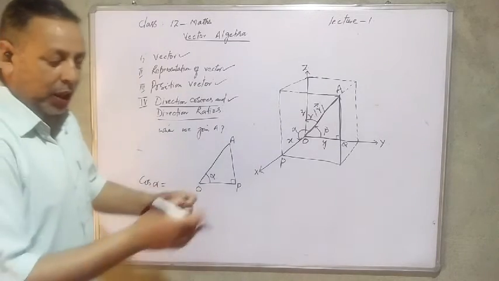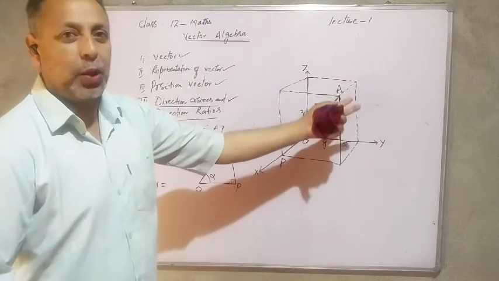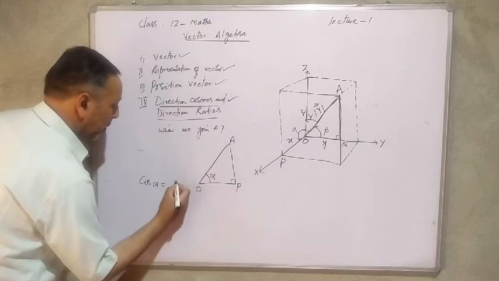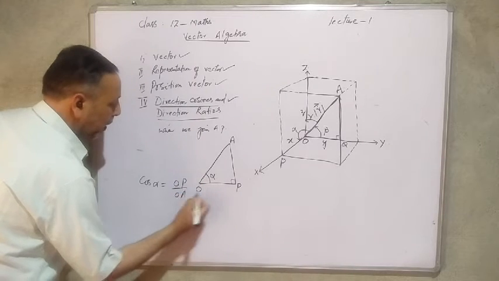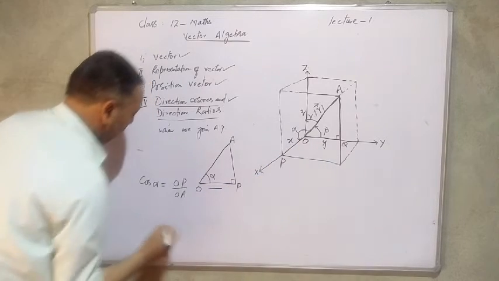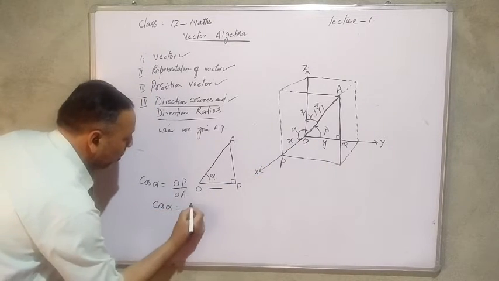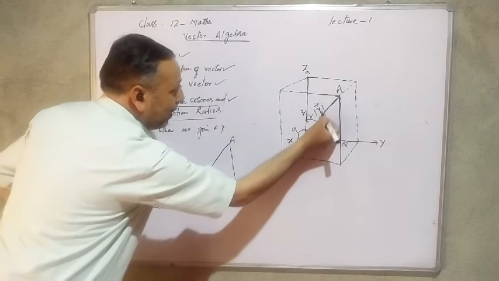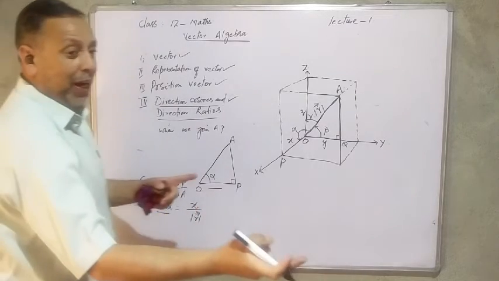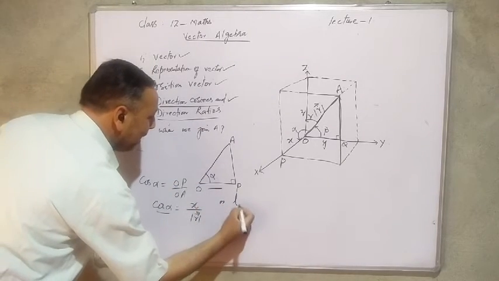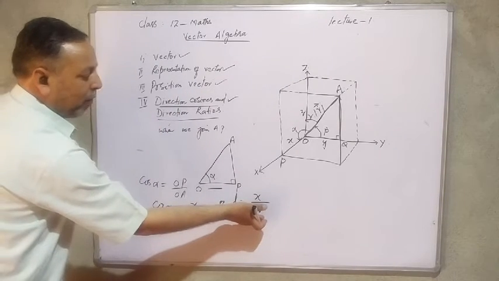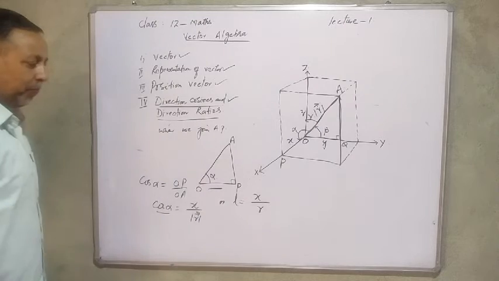Now cos alpha. We know that cos theta is base by hypotenuse, so here cos alpha is OP by OA. What is the length of OP? Here, the length of OP is x. So cos alpha is equal to x. What is the length of OA? That is r. And cos alpha is represented by L, or we can say L is equal to x by r, because modulus of r is also equal to r.